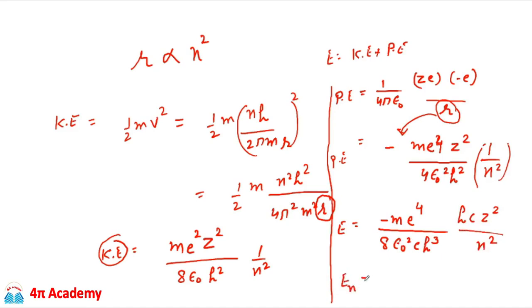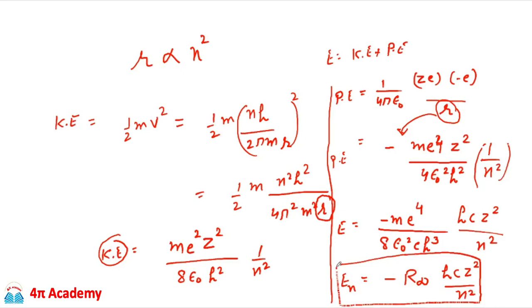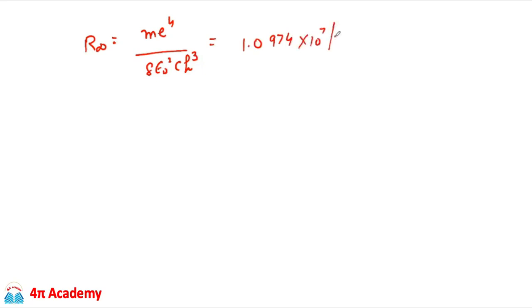And this energy for the nth orbit comes out to be minus R infinity h c z square over n square. Here R is known as the Rydberg constant, whose value is equal to m e to the power 4 over 8 epsilon naught square c h cube, and putting all these values, it comes out to be 1.0974 into 10 to the power 7 meter inverse.